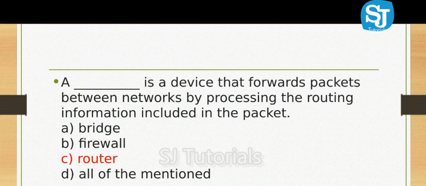The correct answer is router, because the router is the device that forwards packets between networks by processing the routing information. In the networking layer, the main purpose is transferring data from one layer to the next using the router. Okay, so the correct answer is C. All the other answers, A, B and D, are wrong. The router is the only device used in the networking layer for forwarding packets between networks.